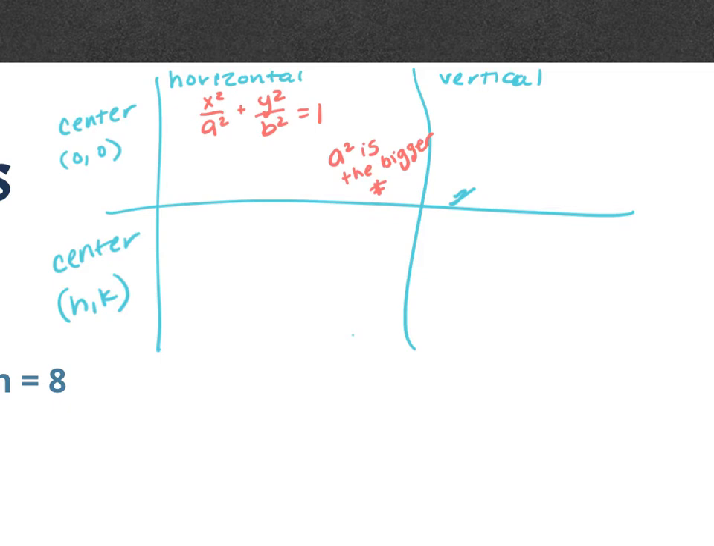Remember, everything's on the video, so if you don't see it right now, yes, you can rejoin, sure. Okay, so that's your horizontal. If it's vertical, then it's y squared over a squared plus x squared over b squared equals 1. And again, remember, order doesn't matter. It's that the larger number is underneath the y this time.